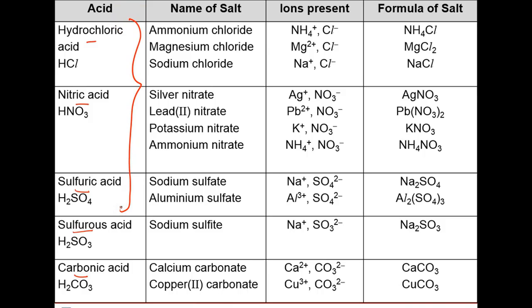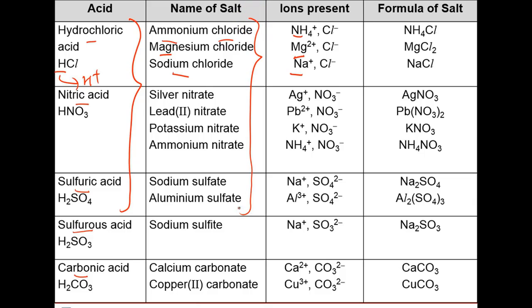For example, if I want to prepare ammonium chloride, I have to replace the H+ of HCl with the ammonium ion. Magnesium chloride, I replace H+ with the Mg2+ ion. Sodium chloride, I replace it with the Na+ ion, and so on and so forth. Then we get a wide range of salts.